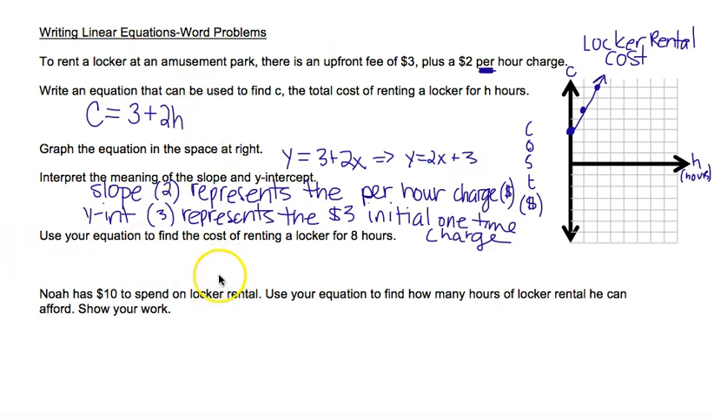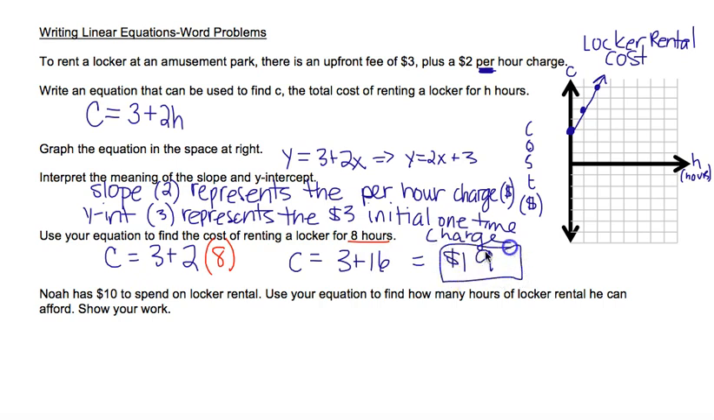Next, once we've got an equation written, we want to find the cost of renting a locker for 8 hours. So H stands for hours, so this one's pretty easy. We just need to take our equation that we had, and in place of the H, we're going to put in 8 because we're substituting that in its place. So that gives us C equals 3 plus 16, which would be $19. And we've already got our label there.